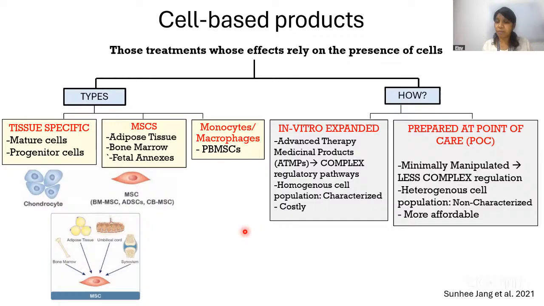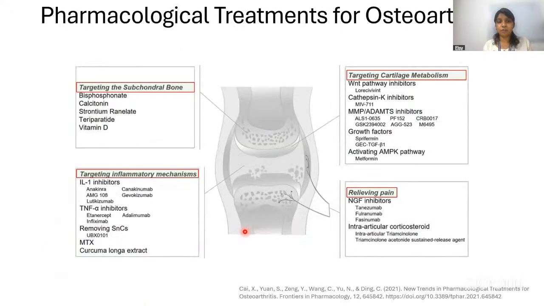And you have point of care products, where inside the surgery, you take an aspirate, say, for example, centrifuge, and give it back to the patients. So those are more of a heterogeneous population, but it's more affordable in terms of cost.